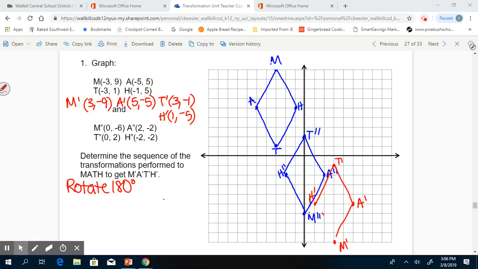And now notice I have all my letters in the right direction. So I have T at the top, both A's on the right-hand side, both M's on the bottom, both H's on the left-hand side. So now I just have to figure out the second transformation that's been done. And it should be obvious to you that to take my red figure and move it on top of the double prime blue figure, it's just a slide or a shift, which means that we have to translate it. So lastly, we're going to do a translation.